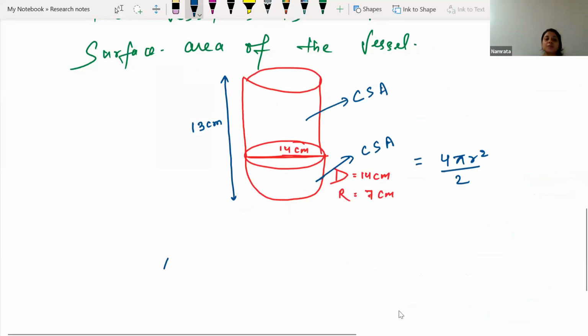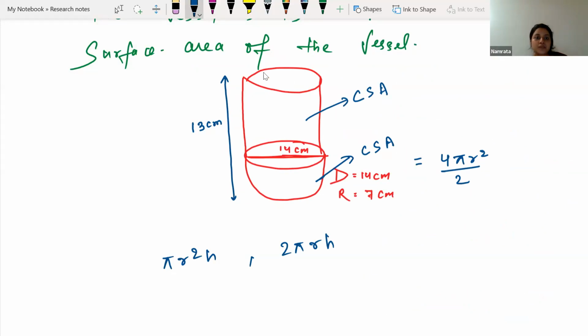Have you seen this formula? Pi r square h and 2 pi r h. Which one is for volume and which one is the curved surface? Let me write it. Yeah, here only I want to explain one more concept, if you are getting confused.